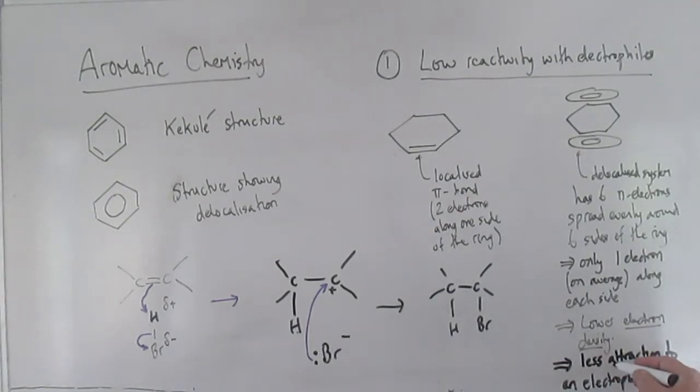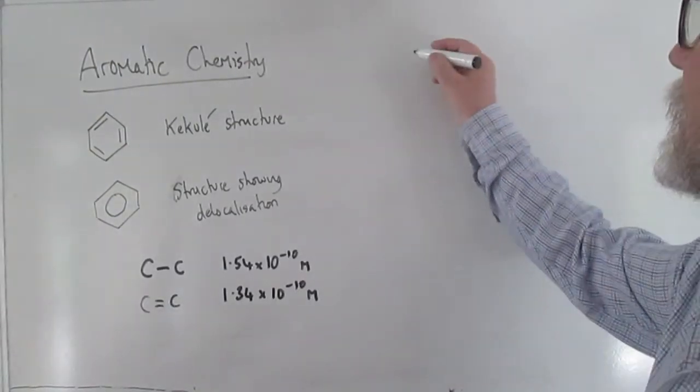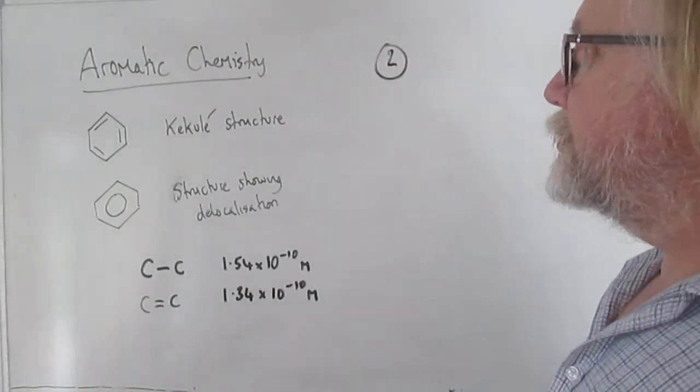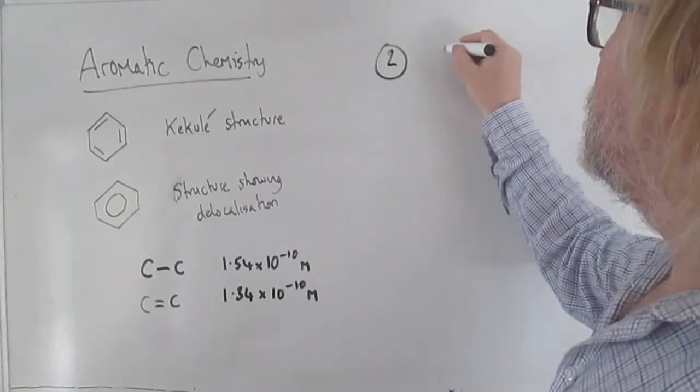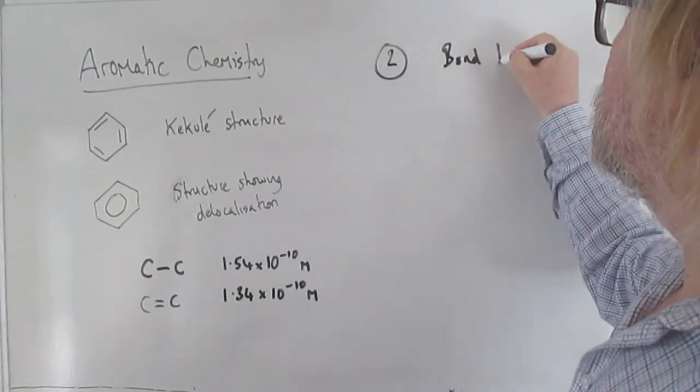That word attraction is really important there, because they want you to be viewing this as a sort of physical electrostatic force of attraction. That's the key to the mechanism. So you've got to make sure you use that word when you're explaining this. So less attraction to an electrophile, like bromine, but it applies to other ones as well, and consequently you get this low reactivity. The second line of evidence that supports this delocalized model is based on bond lengths.